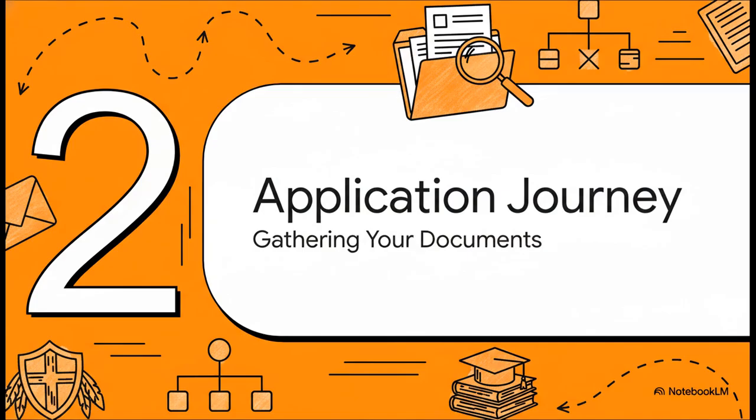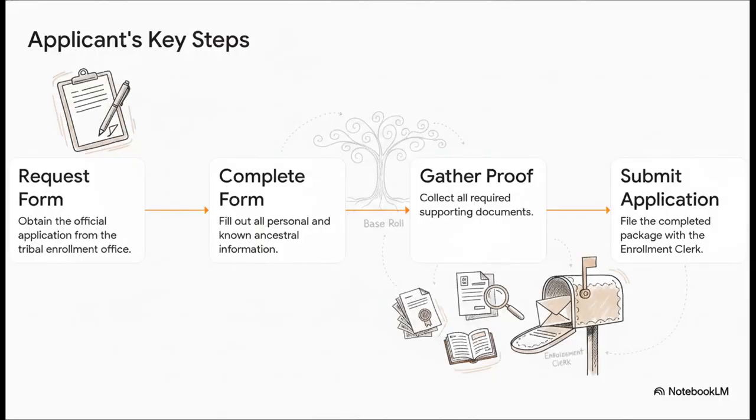All right, so let's say an applicant knows they meet those foundational criteria. What's next? Well, that brings us to the application journey itself, the part where all of this becomes very real and tangible. From the applicant's point of view, the ordinance makes it super straightforward. It's basically 4 key steps. First, you get the official form. You fill it out completely, making sure to trace your family back to that base roll we talked about. Then you gather all your proof. And finally, you submit the whole package.